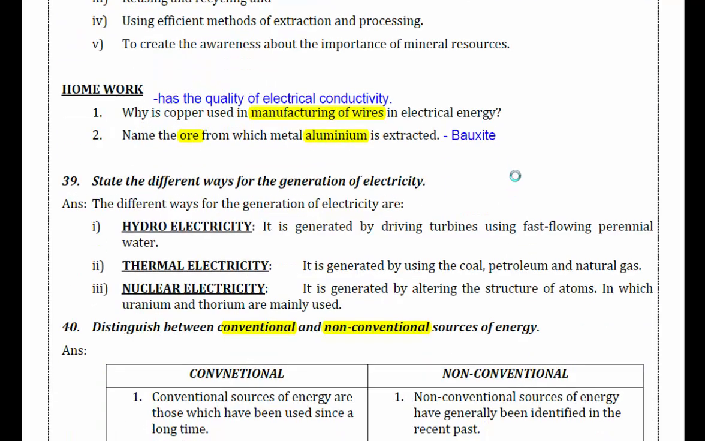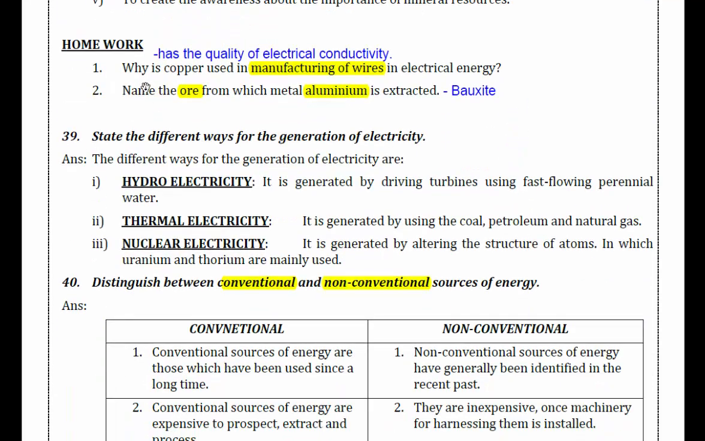Most probably it's a homework. Why is copper used in manufacturing wires in electrical energy? Because it has the quality of electrical conductivity. Okay. Name the ore from which metal aluminum is extracted. Bauxite.